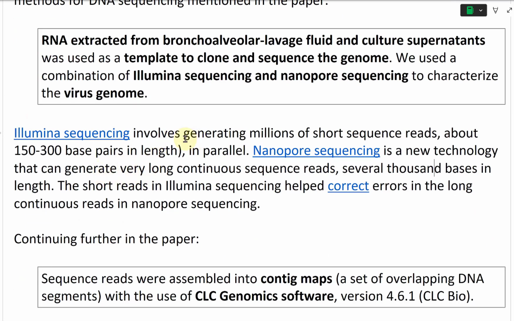And Illumina sequencing involves generating millions of short sequence reads, about 150 to 300 base pairs in length, all in parallel, so doing it all at once. And Nanopore sequencing is a new technology that can generate very long continuous sequence reads, several thousand bases in length. And the short reads in Illumina sequencing helped correct errors in the long continuous reads in Nanopore sequencing. Yeah, so use these in conjunction. This one is short reads, this one's long ones but has errors, and then you could correct them using these shorter reads.